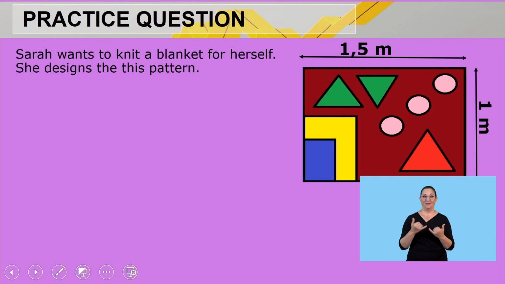Now, Sarah wants to knit a blanket for herself, and she designed the following pattern. So we can see it is a rectangular blanket that she's going to knit. There is a red triangle, 2 green triangles, 3 pink circles, and then a yellow part and a blue rectangle again. Remember guys, this isn't necessarily drawn to scale.